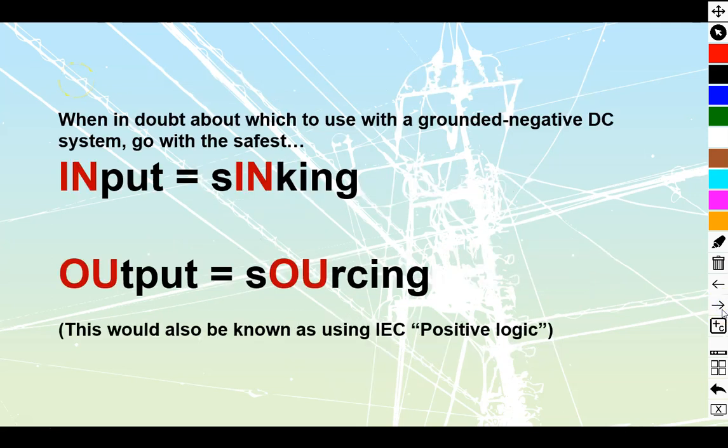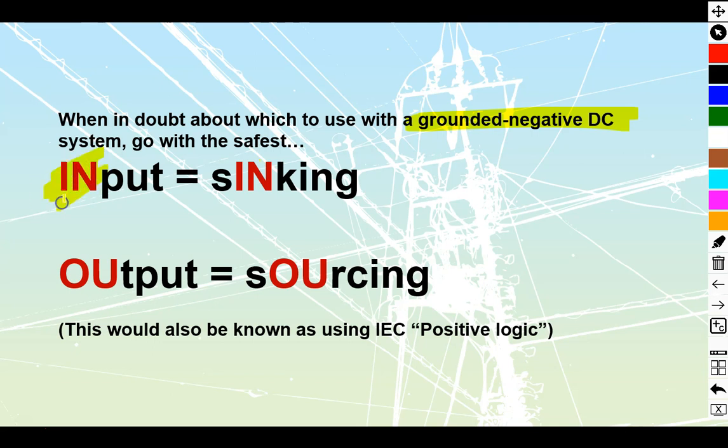What we're going to start with is a very bold statement. And this statement is, if you have always struggled with this and you're in doubt when you are using a grounded negative DC system, go with the safest, which would be inputs as sinking, outputs as sourcing.